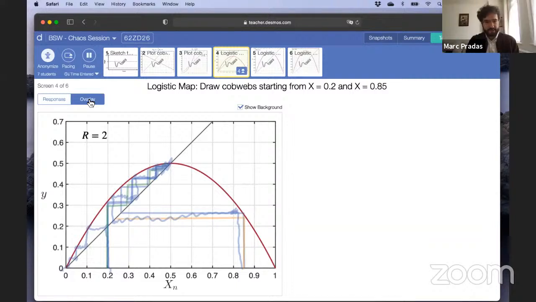Yeah, so what basically happens when r, in this case for r equal to 2, is that independently of where you start from, you always end up at a fixed point. In this case, it's around 0.5.